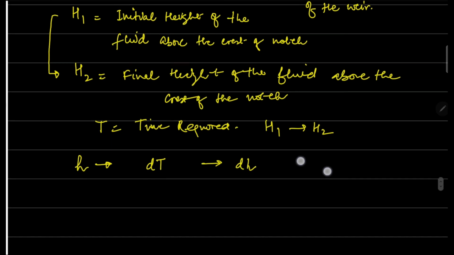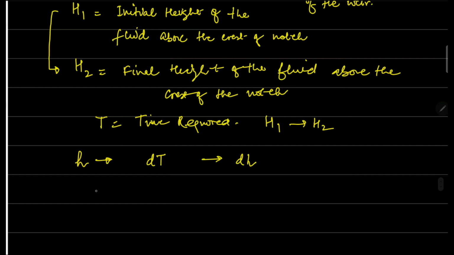So the tank is getting emptied. The volume of water that is emptied is A into dh. If the discharge rate is Q, and this happens in a small interval of time dt, then Q dt will be the volume. However, the tank is getting emptied, so it is negative. We have to take care of that, because with the increase in time h is decreasing. So dh is h2 minus h1, which will be negative.